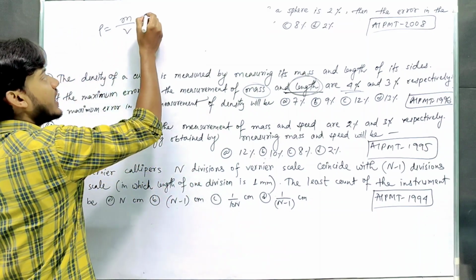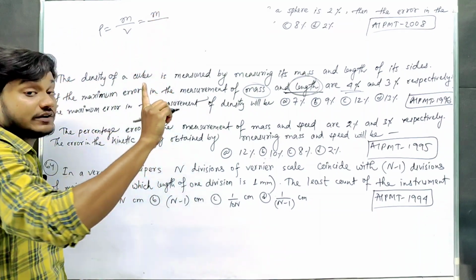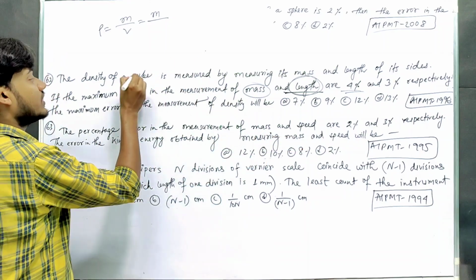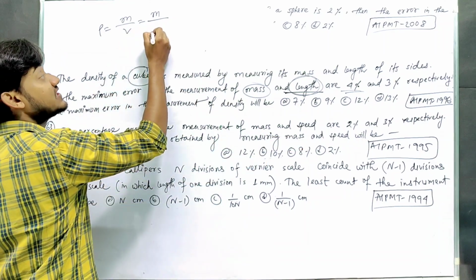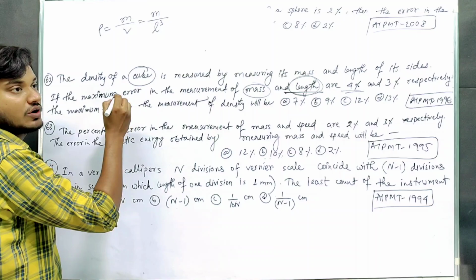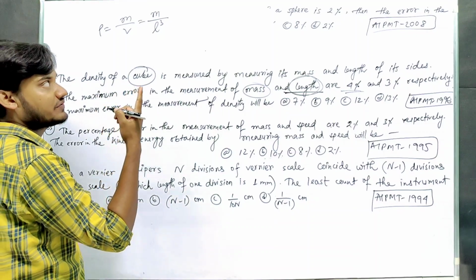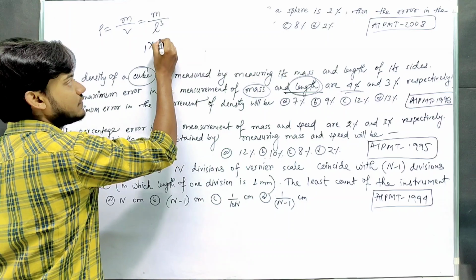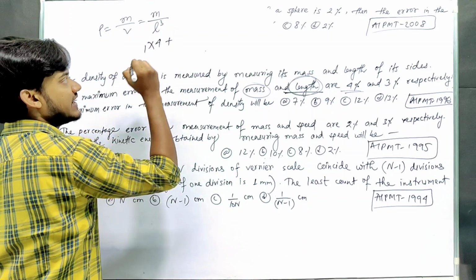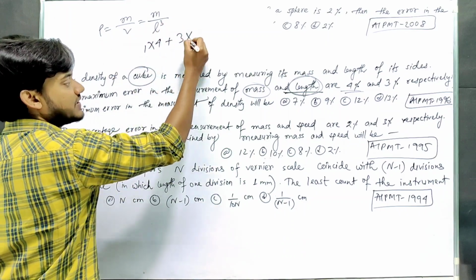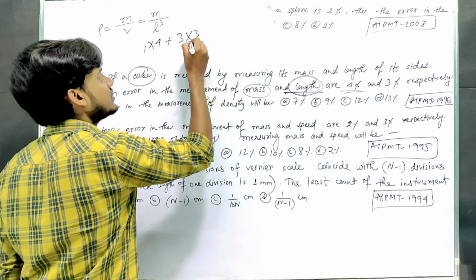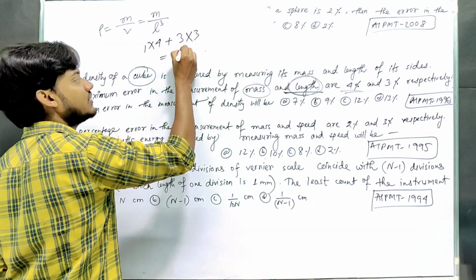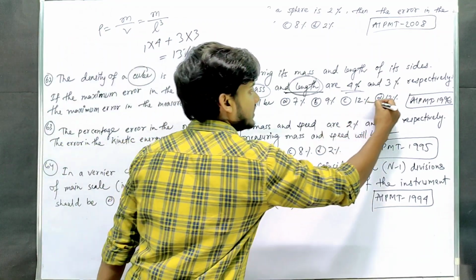So we have to write the volume in terms of length. We know for a cube, volume equals side cube, L cube. Yes or no? Now use the short trick. Power of mass is 1, percentage of mass is 4, power of side L is 3, percentage of length is 3. So the answer is 3 times 3, 9, plus 4, 13%. 13%, option D is the right answer.